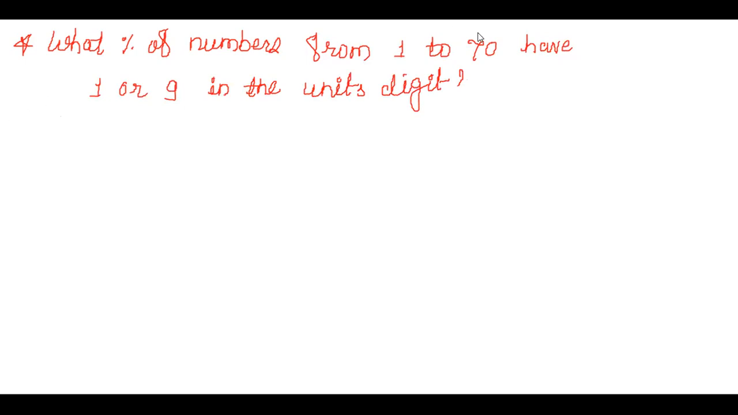Now consider numbers which have 1 or 9 in units digits, have squares that end in the digit 1. How many numbers are there? So let us consider. First I will write here numbers which have 1 or 9 in unit place or unit digits.